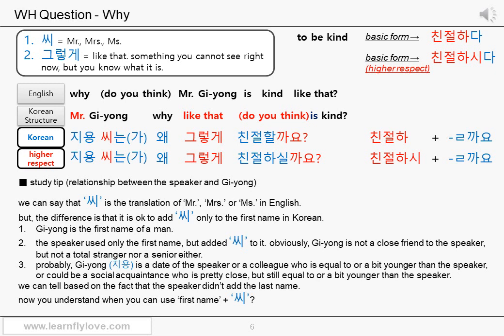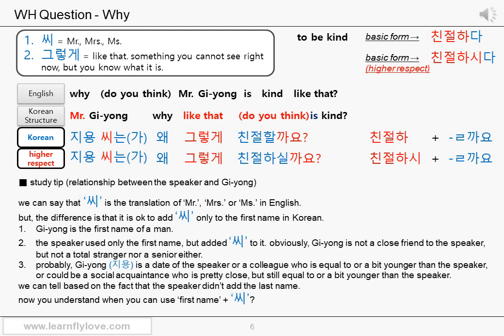Yes, you're right. Even though the speaker is asking this question to Mr. Ji-young directly, the speaker should use the same subject, Mr. Ji-young. Can't use the pronoun you in a Korean honorific sentence. Again, cannot use the pronoun you in a Korean honorific sentence. But since Mr. Ji-young is right in front of the speaker, it is natural to use like this instead of like that. Okay, move on.